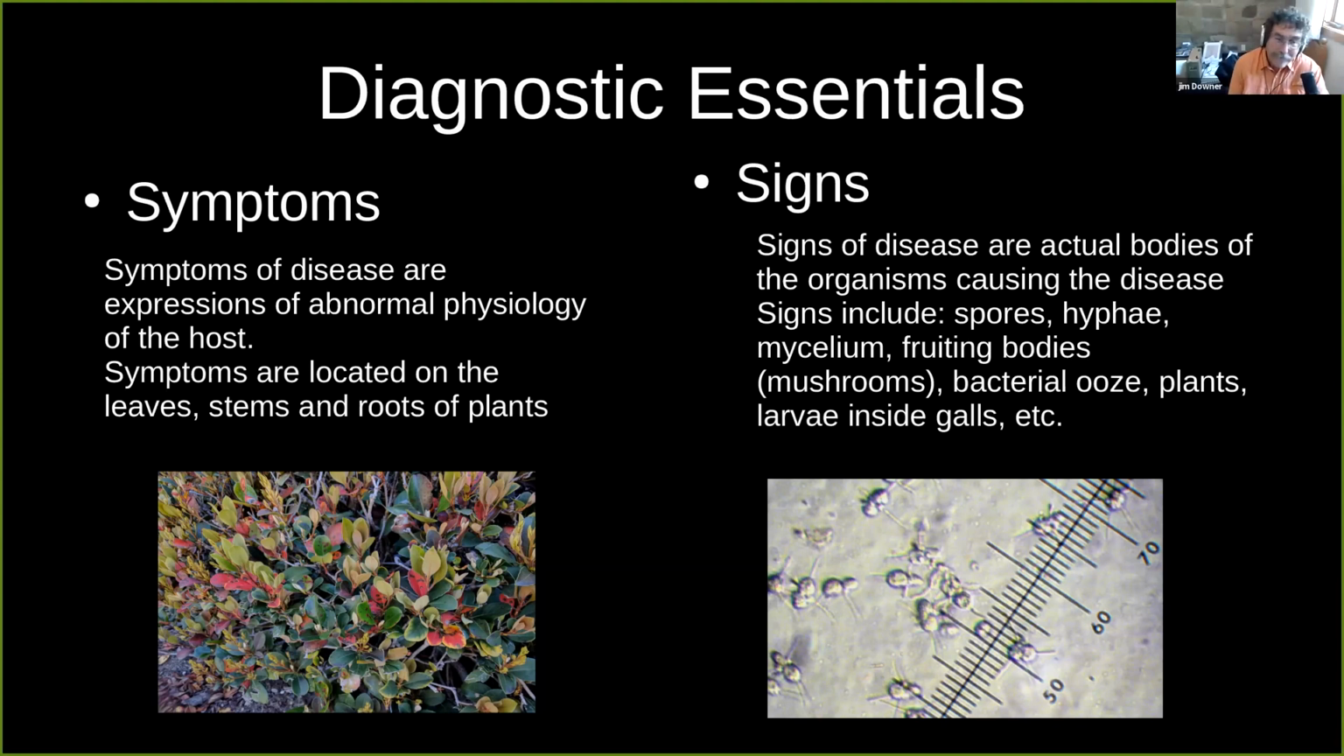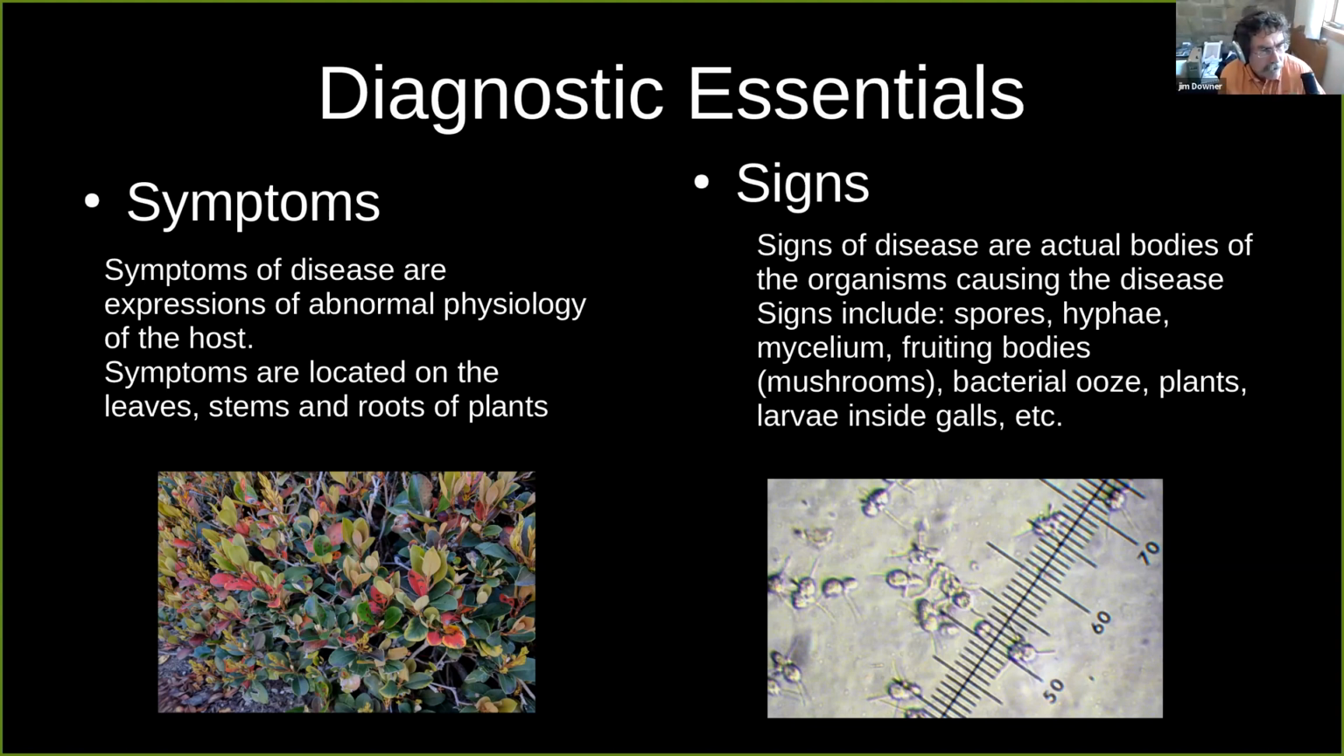So a lot of diseases don't have signs that you can see easily. Virtually none of the viral diseases have signs that you can see without extreme magnification. And bacteria are pretty hard to see, so you don't see those. So some of the pathogens have no signs, but most of the fungi do have something that you can see, at least with a hand lens.